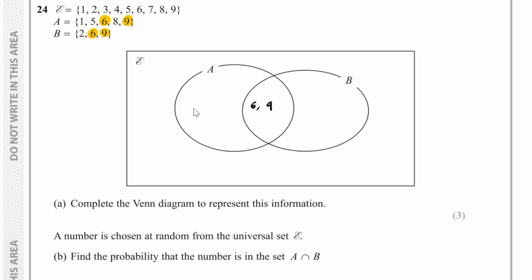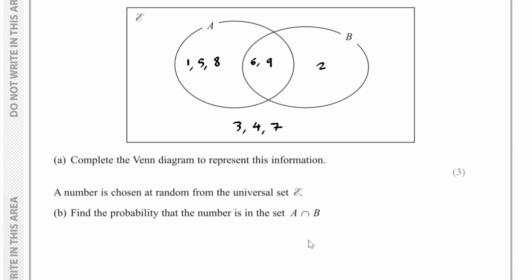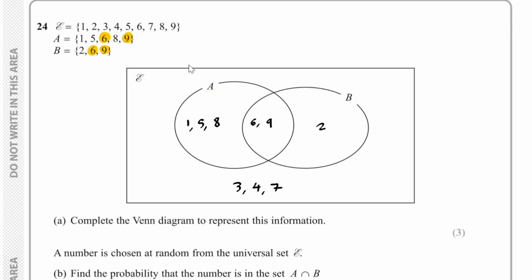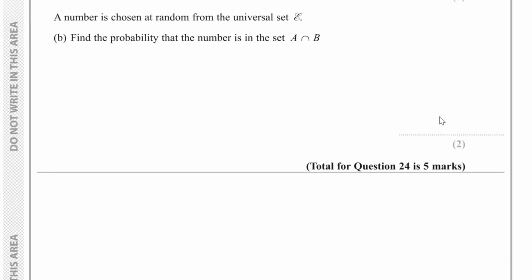So what's left in A? We have the 1, the 5, and the 8. What's left in B? That's just 2. And the numbers that are left over, that's 3, 4, and 7. Now, a number is chosen at random from the universal set. We have to find the probability that the number is in the set A and B. So A and B, that's these two numbers. So we have 2 numbers out of a total 9. So we have 2 9ths.